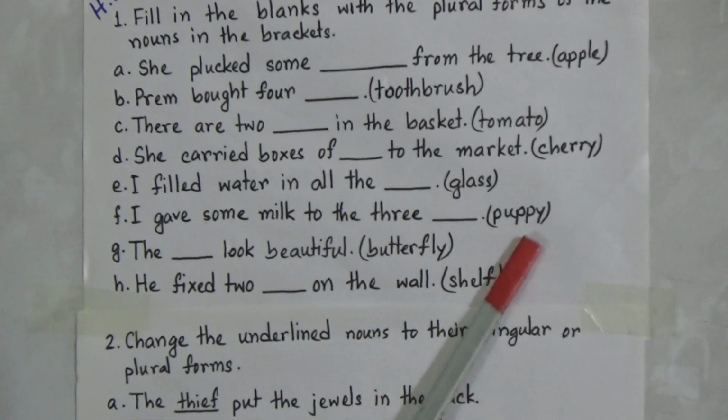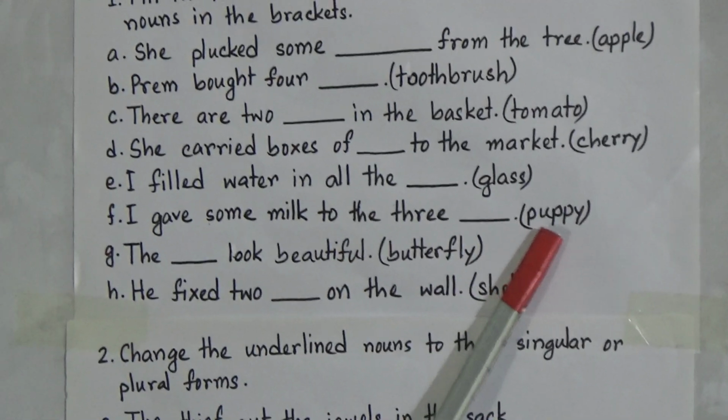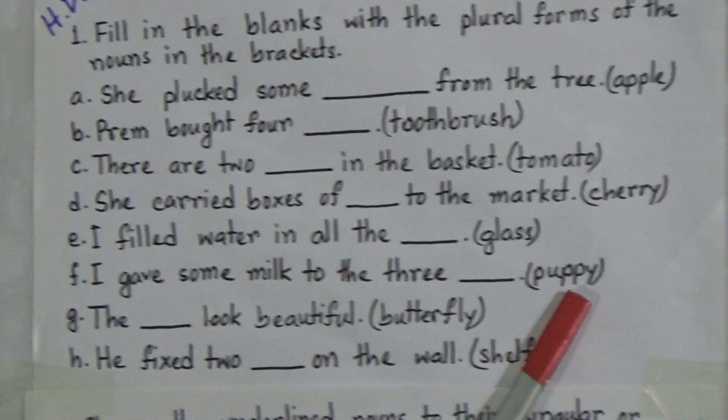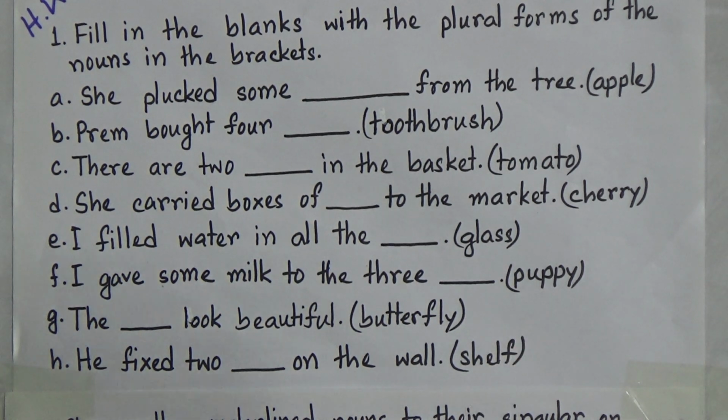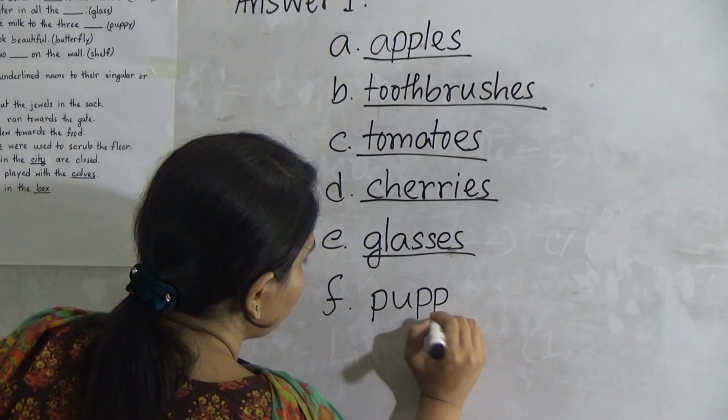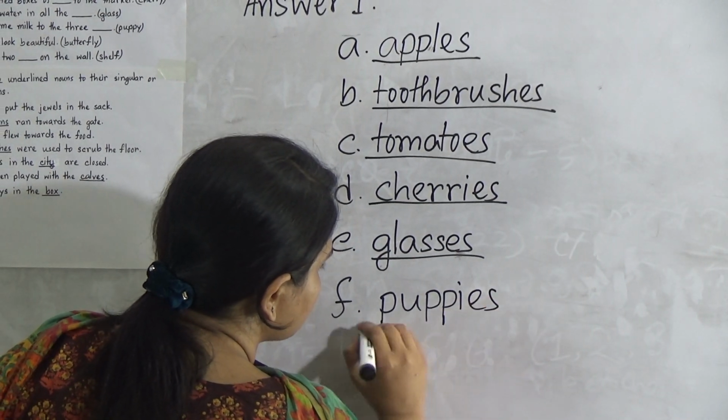I gave some milk to the 3 dash puppy. So the word puppy ends with Y. So just like number D, cherry, we will drop Y and we will add IES to make it plural. So number F will be P-U-P-P-I-E-S, puppies.